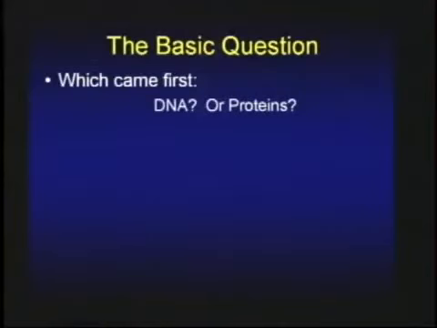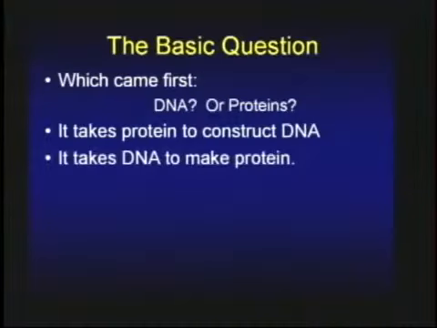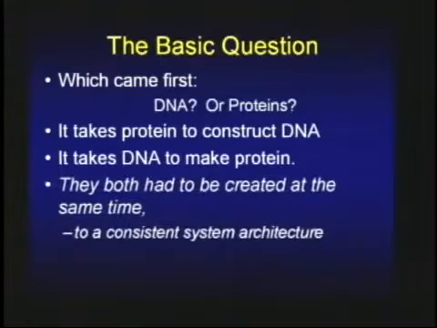The real issue, the reason the Darwinists can't explain the origin of life is because they cannot explain the origin of information. The origin of information. Which came first, the DNA or the proteins? It takes protein to construct DNA, and it takes DNA to construct proteins. Which came first? Come on, guys. Both had to be created at the same time and designed to a consistent system architecture. That same code, those same acids are the ingredients of all life in the universe, which proves it all came from the same design team. All came from the same software house. Okay? All right.